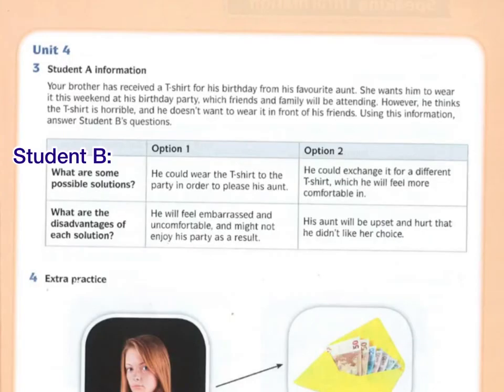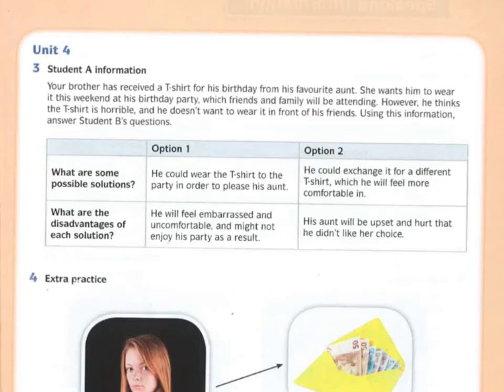What are some possible solutions? So, student A can answer, option 1. He could wear the t-shirt to the party in order to please his aunt. Dia boleh pakai itu t-shirt ke party itu untuk menggembirakan aunty dia. Or option 2. He could exchange it for a different t-shirt which he will feel more comfortable in. Pilihan kedua, dia tukar baju lain yang dia boleh rasa lebih selesa.